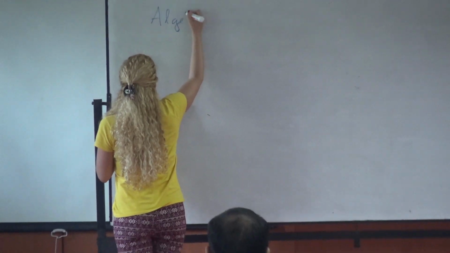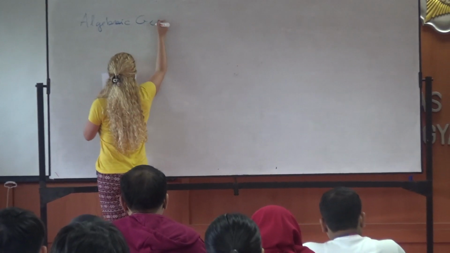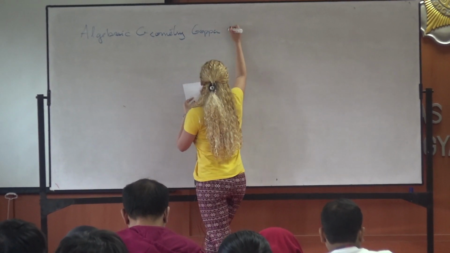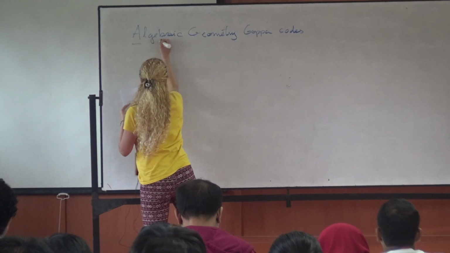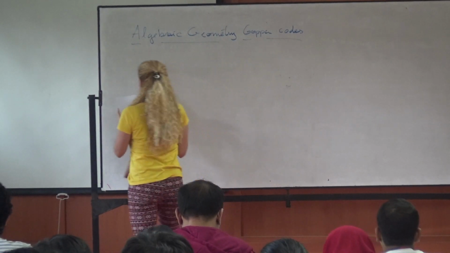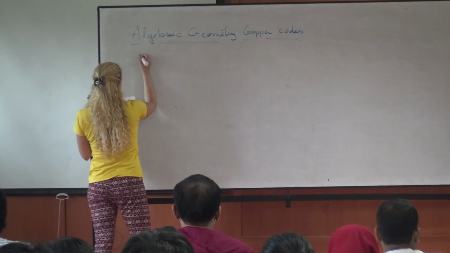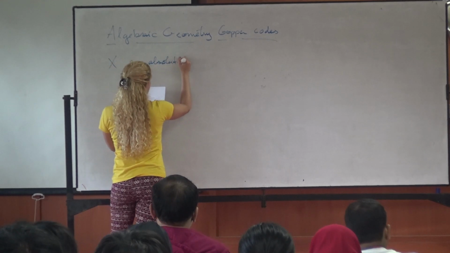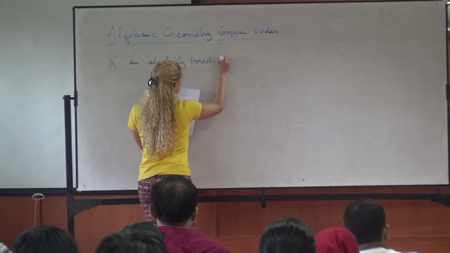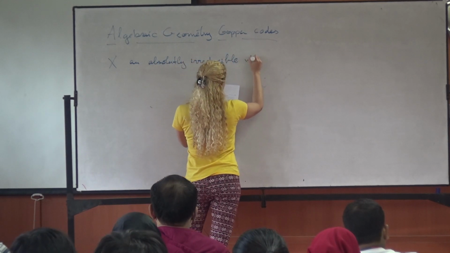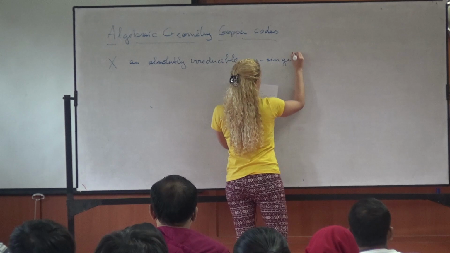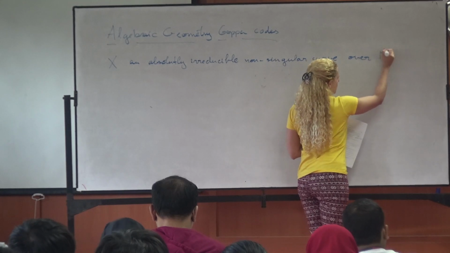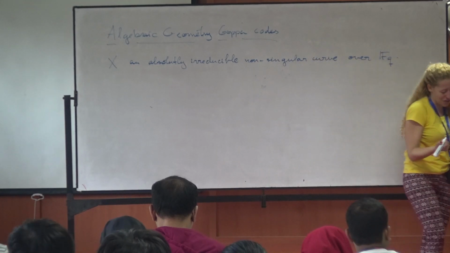So, algebraic geometry Goppa code. So we start with X, an absolutely irreducible and non-singular curve over F_q.